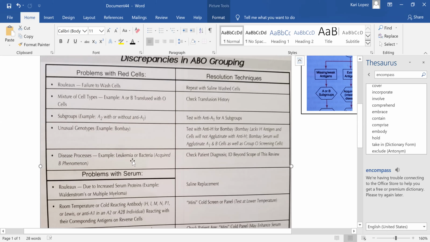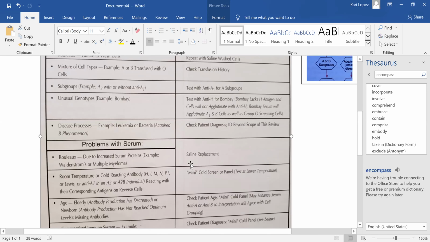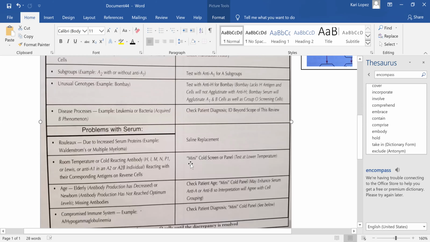Disease process, so like leukemia or bacteria or the acquired B phenomenon, you just check the patient diagnosis, and the ID for it is beyond the scope of this review, meaning it's really hard to explain.